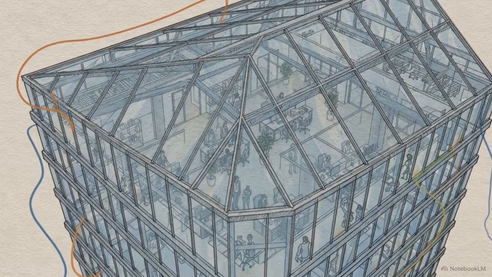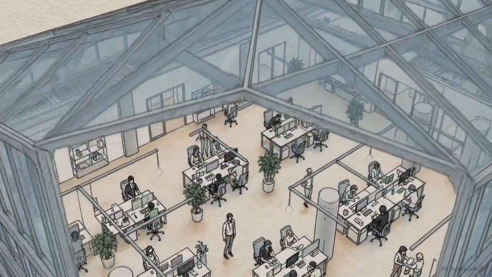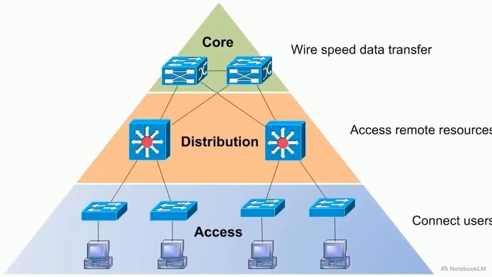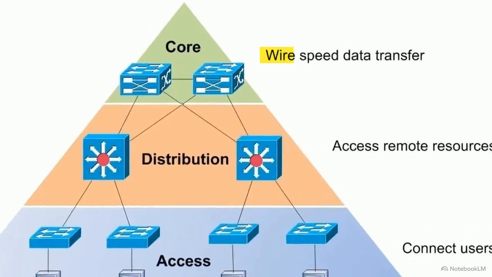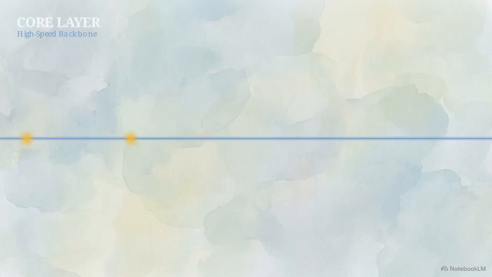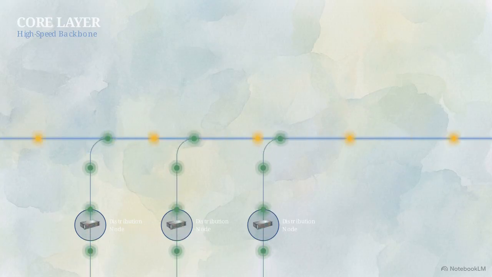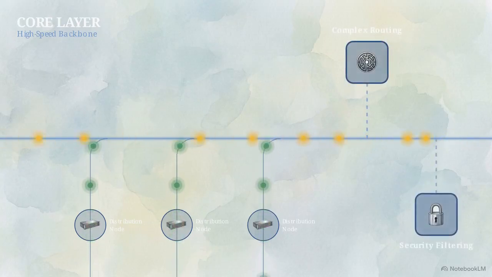Now we drop out of the geographic span and step inside a single enterprise location to see how it manages local traffic. We return to our three-tier pyramid. This diagram maps the exact internal traffic flow for the local area network. At the peak is the core layer. Its primary function is wire speed data transfer. The core has a singular mandate: move data as fast as physically possible. To maintain that speed, it acts strictly as a high-speed backbone. It does not get bogged down by complex routing logic or granular security filtering.